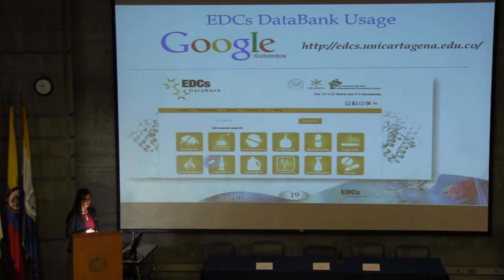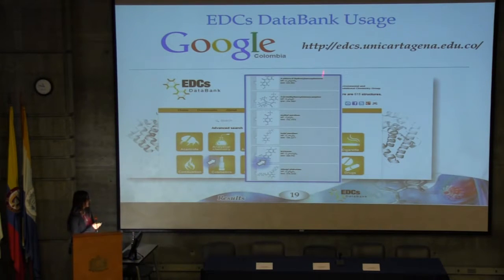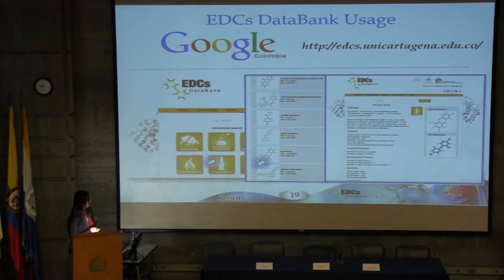The users can enter this database by simply writing its name on Google or by directly writing the address on the web browser. There are different ways to go through the information. One of those is by the source icons. For example, the general population can click here if they want to know what endocrine disruptors could be found in cosmetics. And then they get a list of endocrine disruptors that could be found in those. If you click on one of these molecules, then you get the EDCs datasheet, which has all the information of the compound.